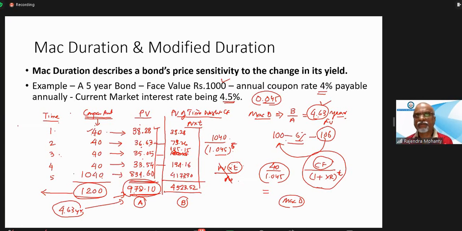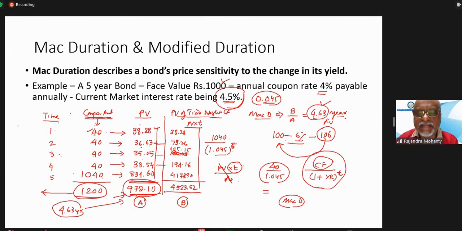Clear? So MAC duration is the duration or time period for which a bondholder must hold the bond to receive the present value of cash flow at the current rate, if the market rate is stable at 4.45. If it changes, then the present value will change again. Okay, so MAC duration you got.